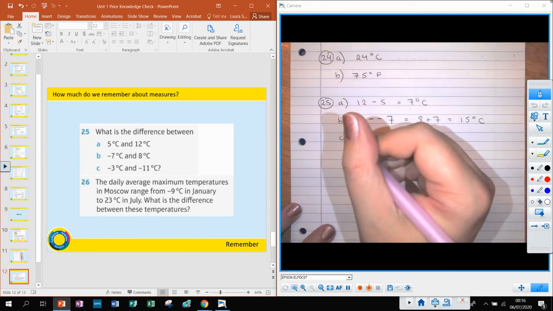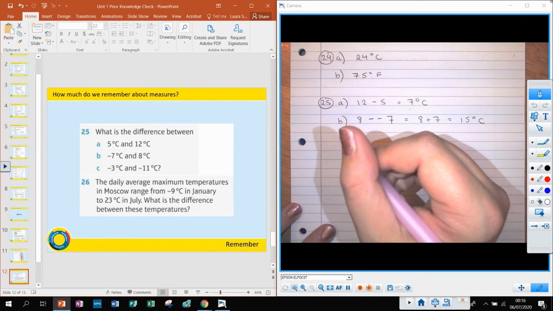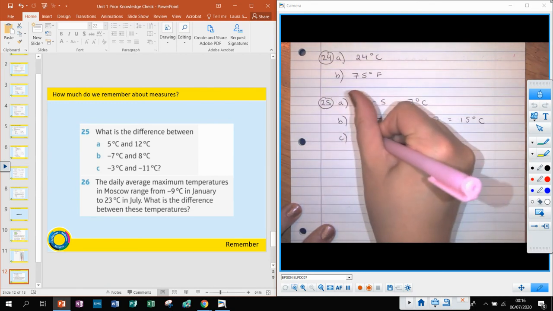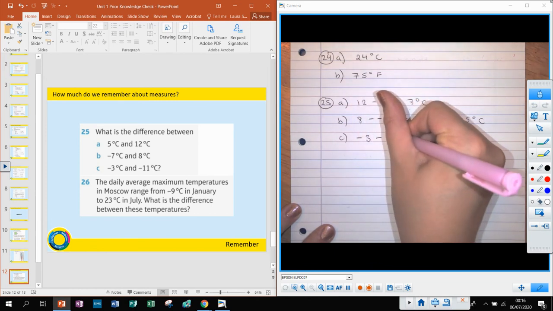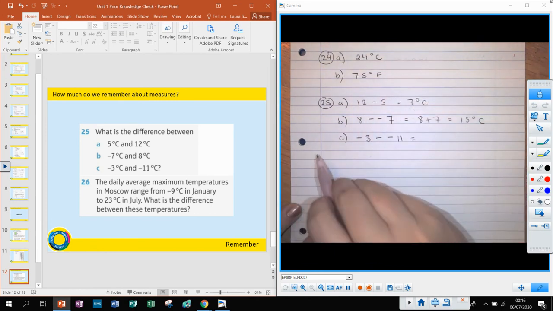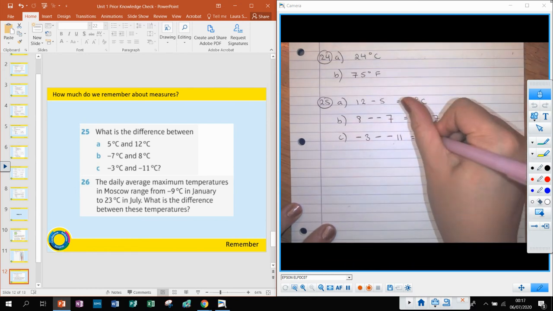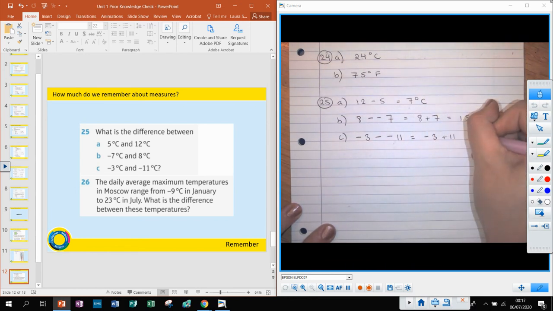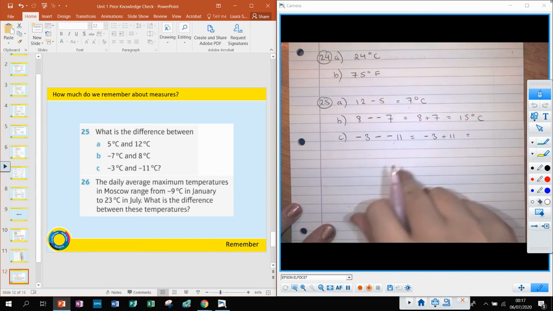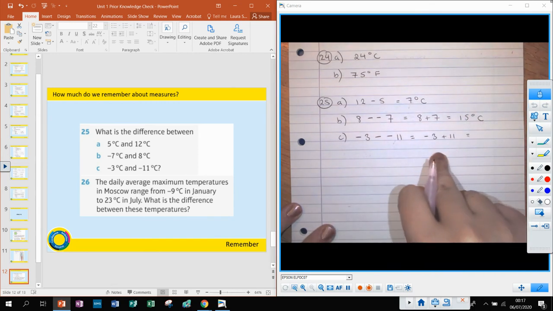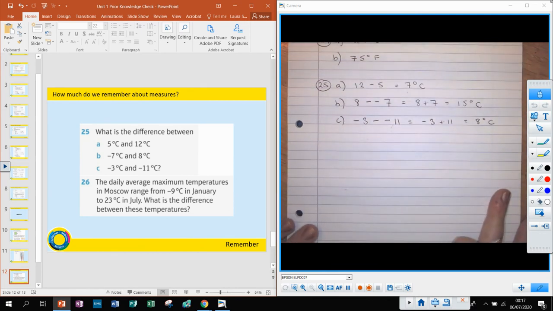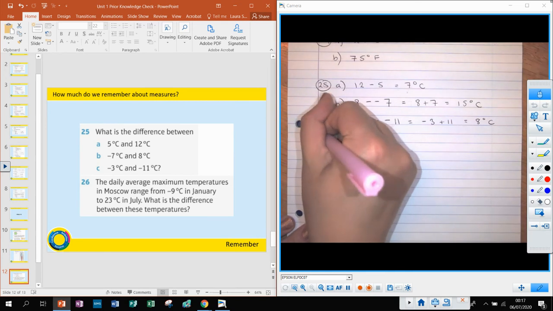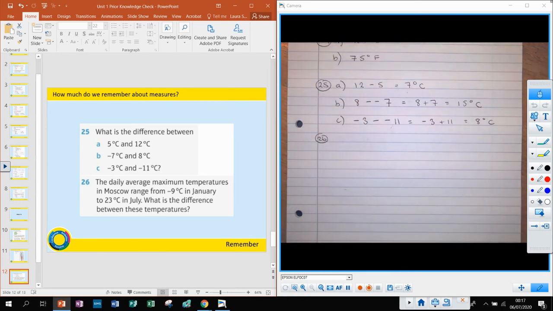And part C, negative 3 and negative 11. Well, our largest value is the negative 3, and we are taking away negative 11. Now that's the same as a plus, so that's negative 3 plus 11, which is, well, we could think about that as 11 take away 3, which we should know is 8 degrees Celsius. Good. Well done.